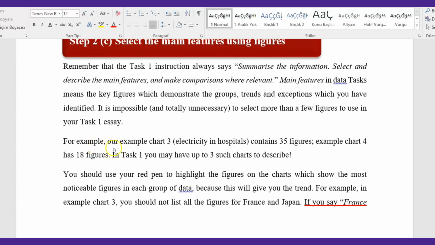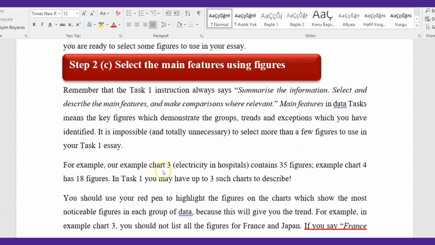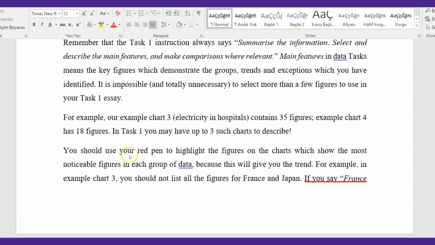For example, our example chart 3, electricity in hospitals, contains 35 figures. Example chart 4 has 18 figures. In task 1, you may have up to 3 such charts to describe, right? You should use your pen to highlight the figures in the charts which show the most noticeable figures in each group of data, because this will give you the trend.